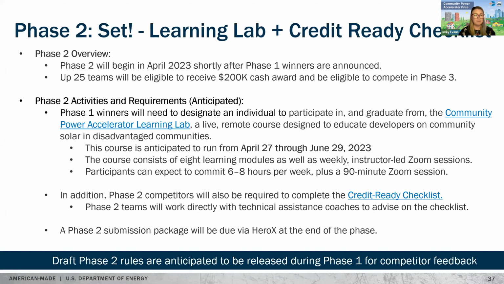In phase 2, there are going to be 2 main activities and requirements that we're going to ask competitors to complete. First is the learning lab. Phase 1 winners will need to designate a single individual to participate in and graduate from the Community Power Accelerator Learning Lab, which, as Nicole mentioned, if you recall, is a live remote course designed to educate developers on community solar in disadvantaged communities. This course is going to run, apologies.